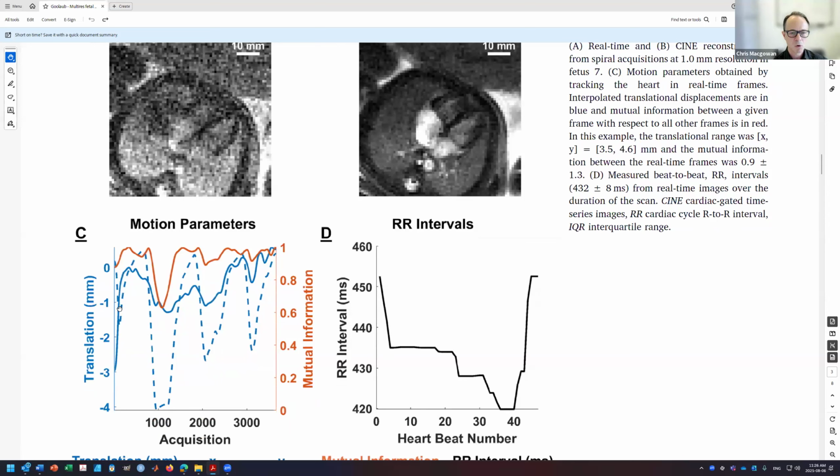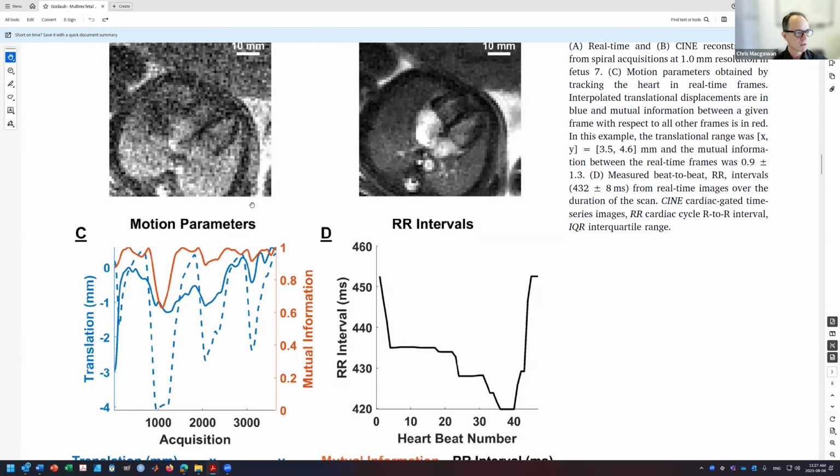We do rigid motion tracking for translation, and the solid blue and dashed blue lines represent translations in the X and Y dimensions. You can see there's a range of about 4 millimeters in this example. We track that motion based on the ROI's mutual information from frame to frame, and we can talk about that more in the discussion if anyone's interested.